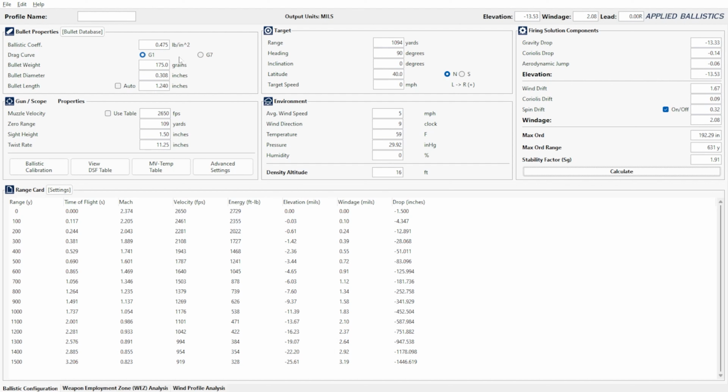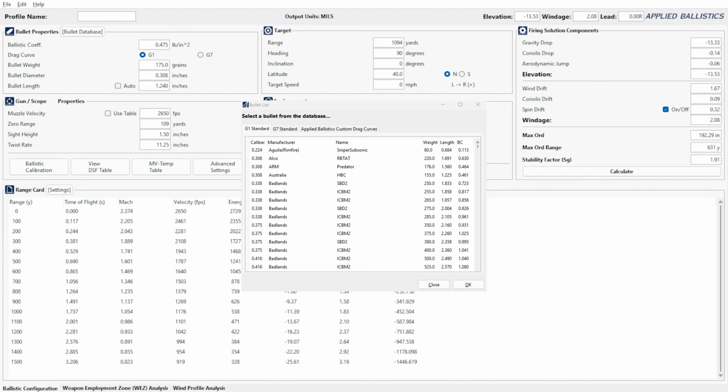However, do bear in mind that part and parcel of these pieces of software, and especially with the Applied Ballistics guys, is that they actually have worked out a bunch of custom drag curves specific to each bullet. So if we hit this bullet database here, you can see you can select all different kinds of projectiles there. It's got your G1 in this tab, your G7s in this tab, and then if we go over here to the far right, we have Applied Ballistics custom drag curves.